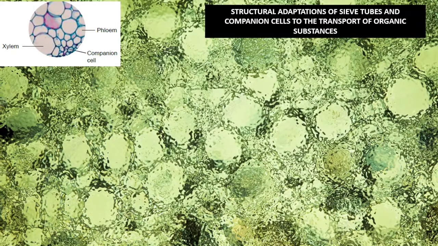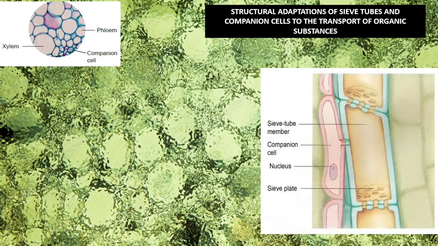So let's discuss more about the structural adaptation for the phloem. So this is the picture of phloem. Then this is the cross section of the phloem. Phloem consists of companion cells. So this is the picture of the longitudinal section of the phloem.